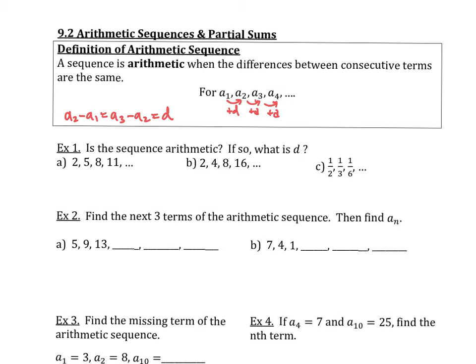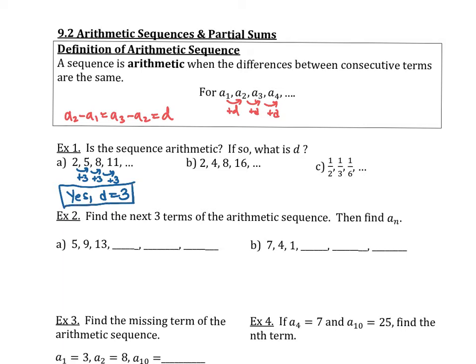Okay, so for example 1, you just have to look at it and see if it's arithmetic. If it is arithmetic, indicate what the value of D is. So you don't have to do subtraction, you don't have to use a formula, you just have to look at it. So if I check A, it goes from 2 to 5, so it's increasing by a difference of 3, increases by 3, increases by 3. So from what I can tell, this is arithmetic, and the difference is positive 3.